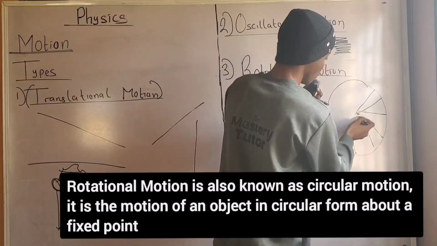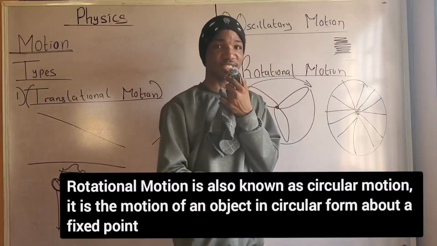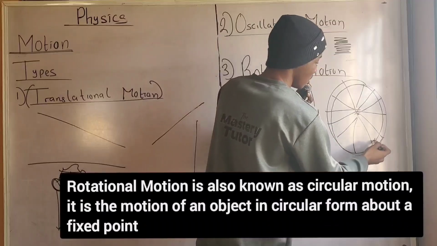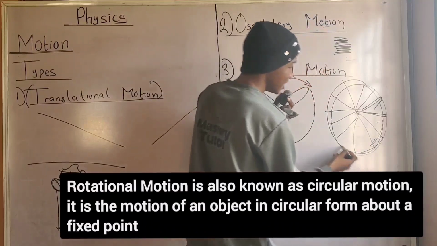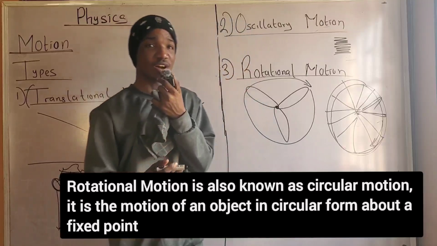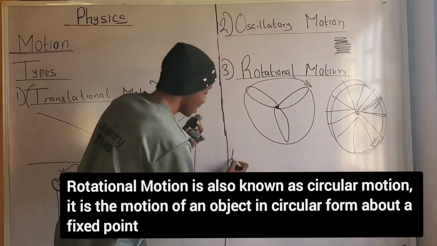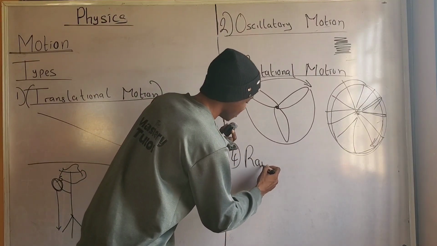Or let us use a bicycle. That kind of motion is rotational. You understand? Because all these move around like this. All these wheels move in this direction. That kind of motion is a rotational motion. Okay. Now, the fourth type of motion that we're going to talk about is random motion.